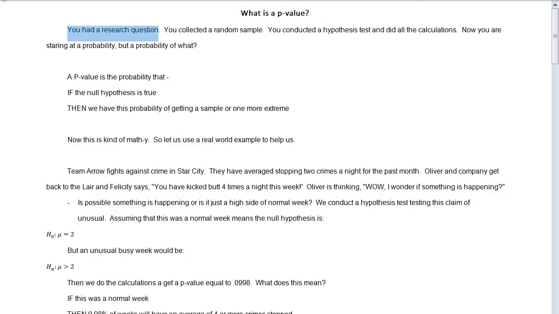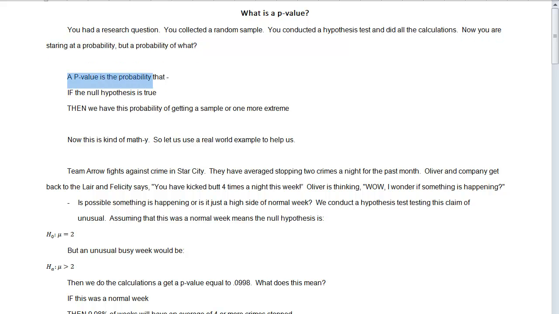So let's suppose you had a research question, right? And you collected a random sample, you conducted a hypothesis test, did all the calculations, right? Now you're staring at a probability. But a probability of what? Like, why is that p-value there?